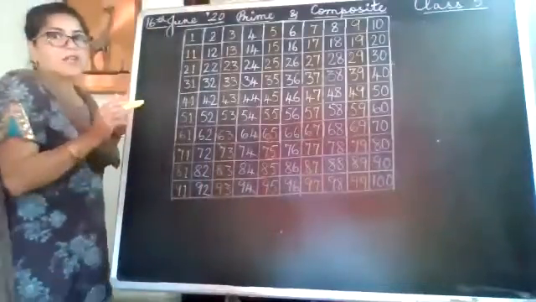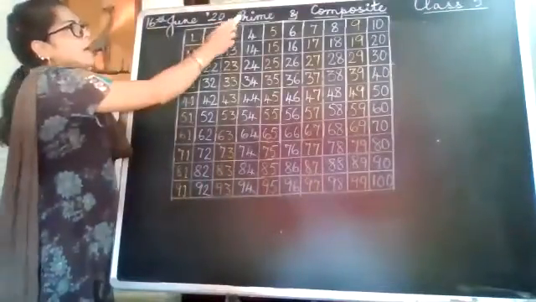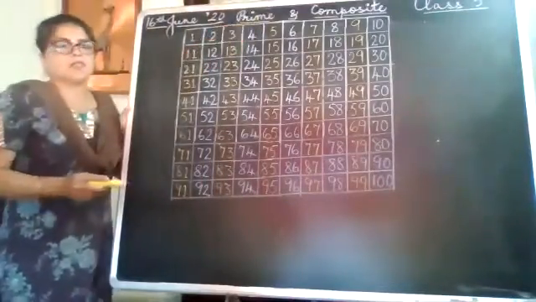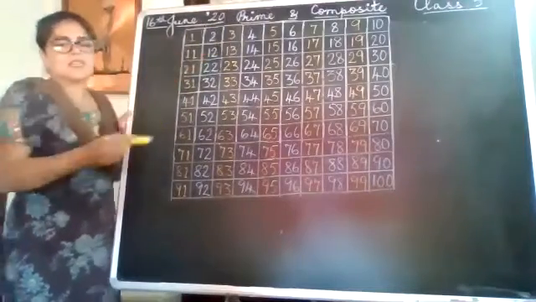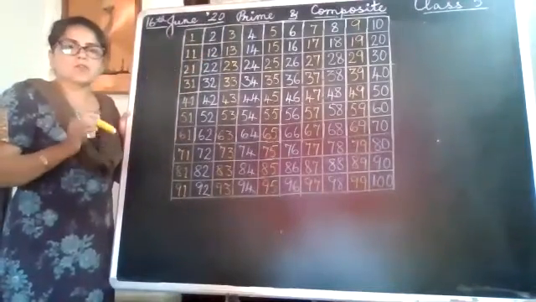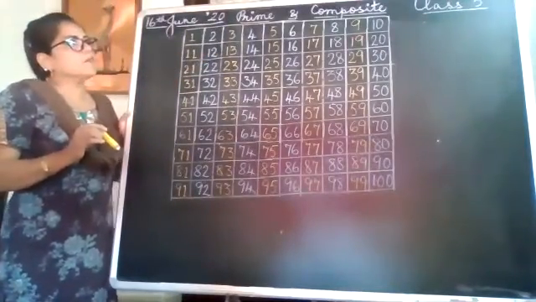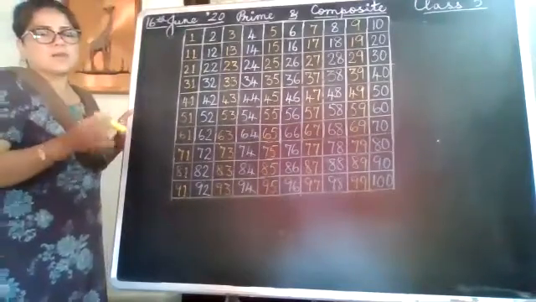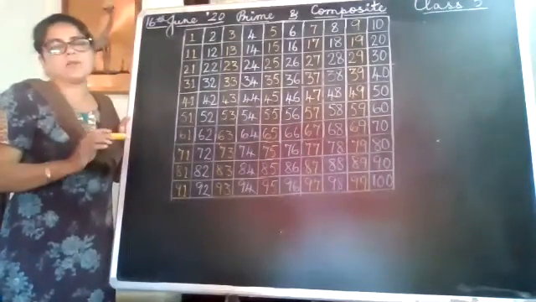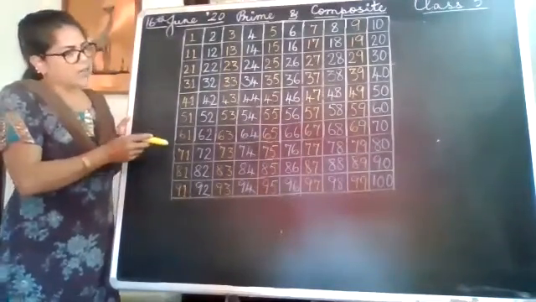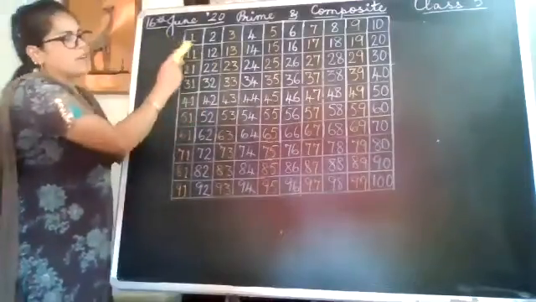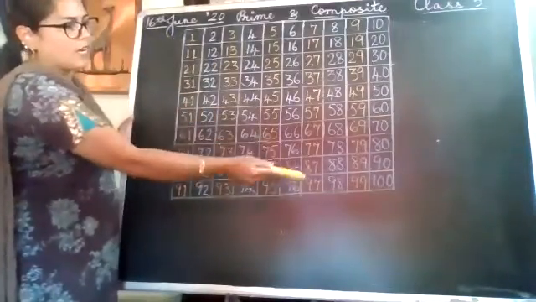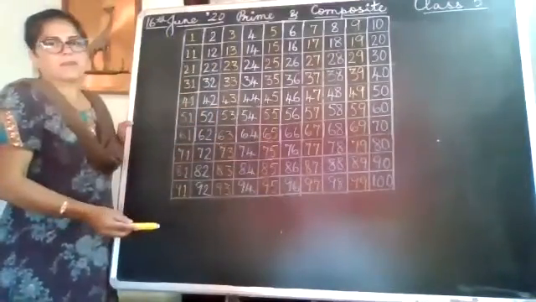This is a very important lesson because we are going to learn prime and composite numbers. And these prime numbers are going to be of help throughout your schooling. You need to differentiate between prime and composite numbers. Now, if you can see, I have written all the numbers from 1 to 100.